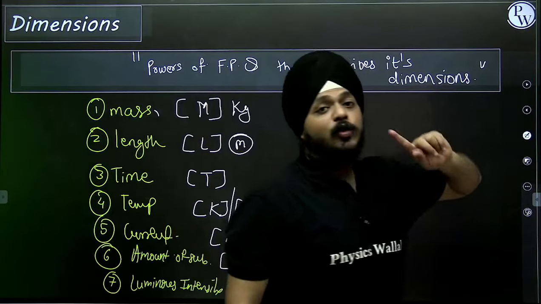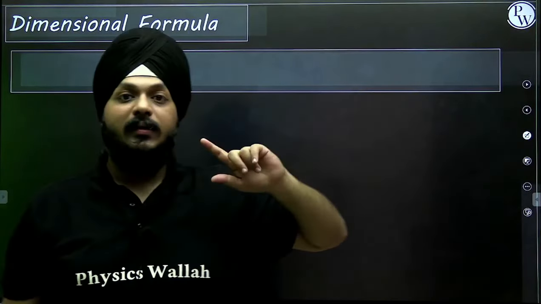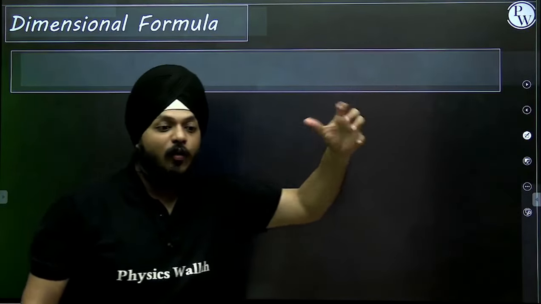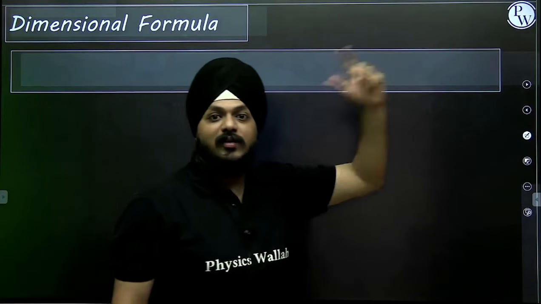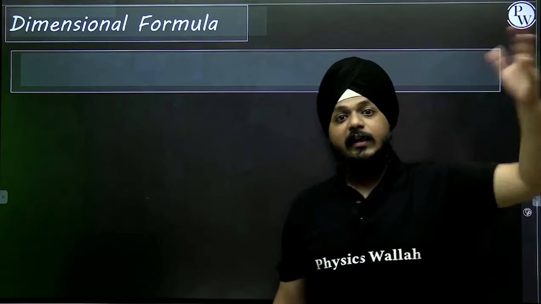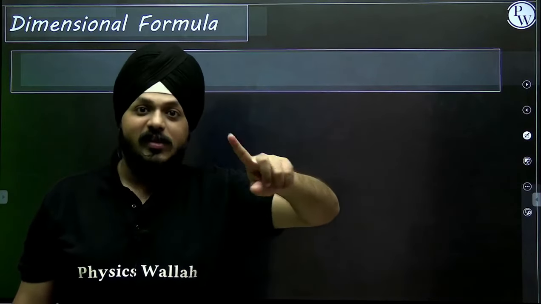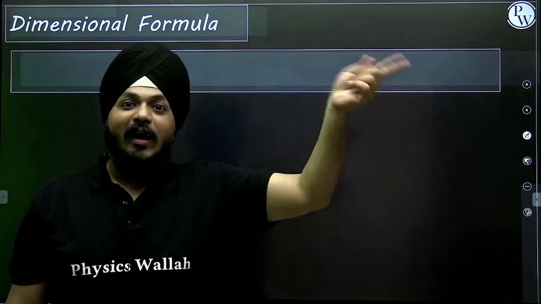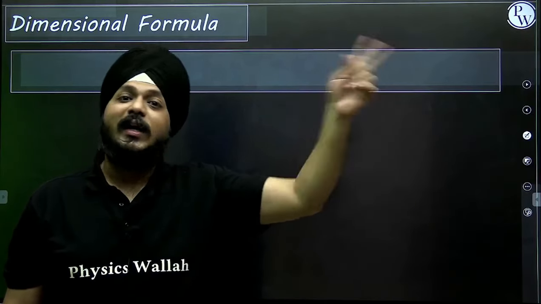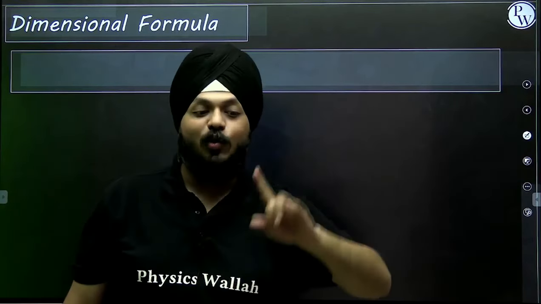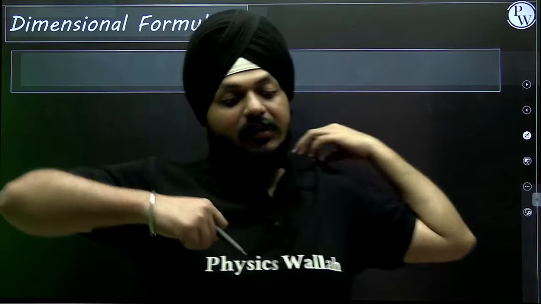Now, moving on to the next part: what is a dimensional formula? You can see the flow of how we have built the foundation slowly. After this, we are going to see the principle of homogeneity. The dimensional analysis part is going to start. After that, error analysis is going to start. After that, Vernier calliper and micrometer screw gauge, and we're going to end this lecture.